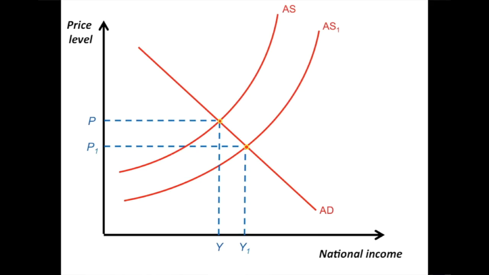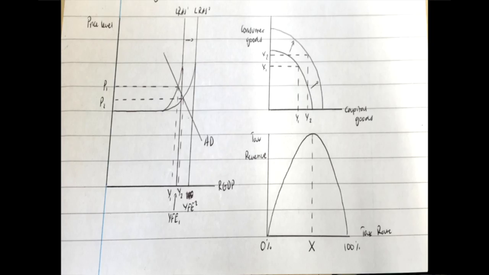So here we have a diagram showing a supply-side policy in action. As you can see, aggregate supply has shifted from AS to AS1, which has driven price down from P to P1 and increased national income from Y to Y1.